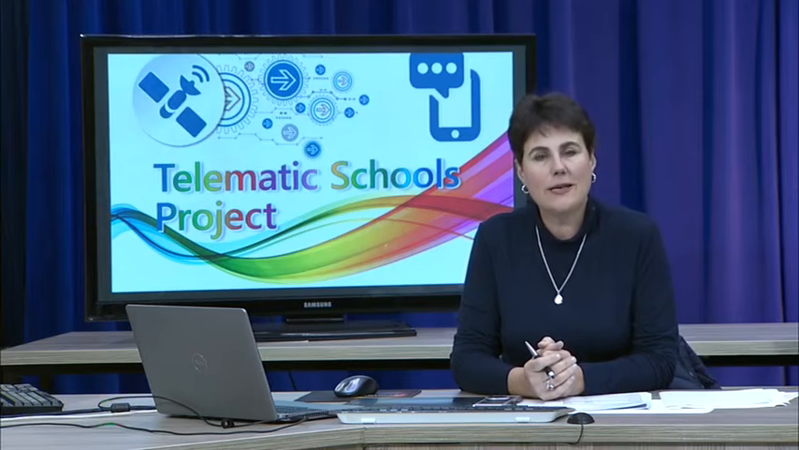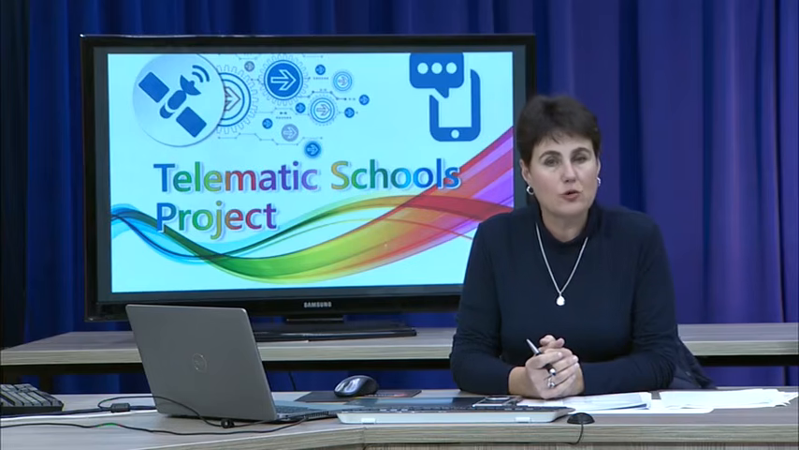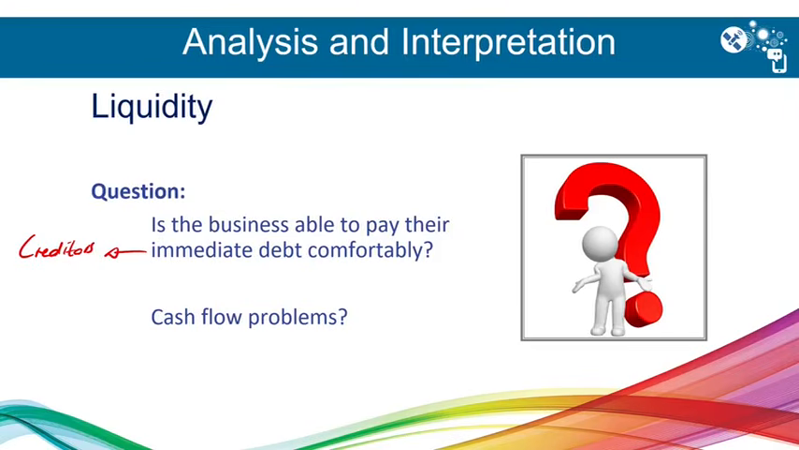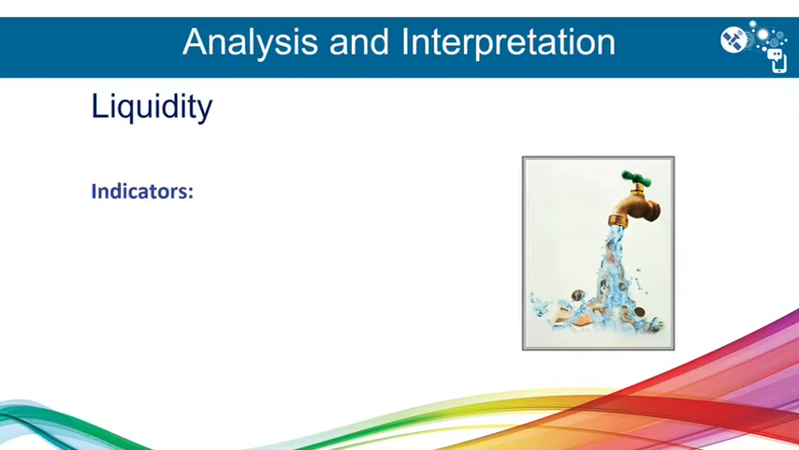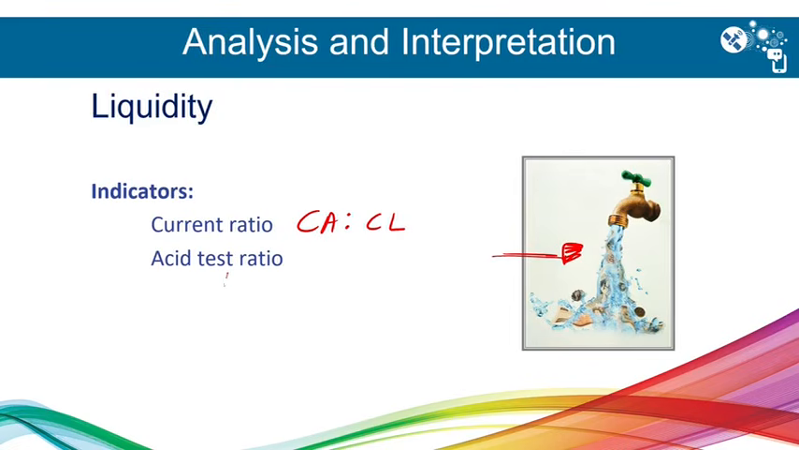And that is where liquidity comes in. How liquid is the business? Can we cover our short-term debt, our immediate debt? If you think about liquidity, you think about liquid, you think about water. Do we have money available? Current ratio, acid test ratio. Current ratio, current assets towards your current liabilities. Acid test ratio, we subtract the trading stock from the current assets towards the current liabilities.